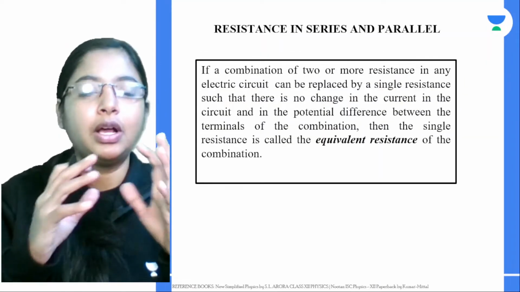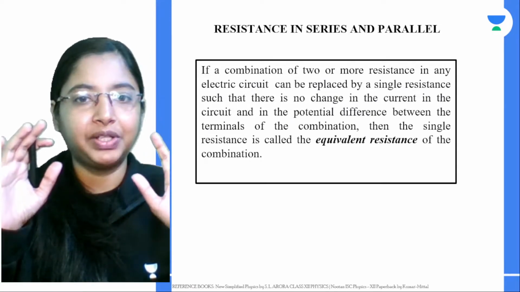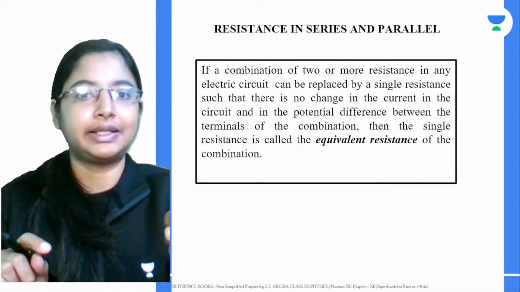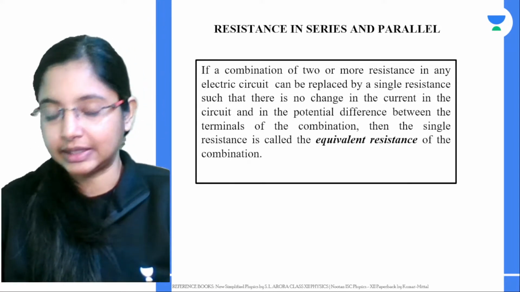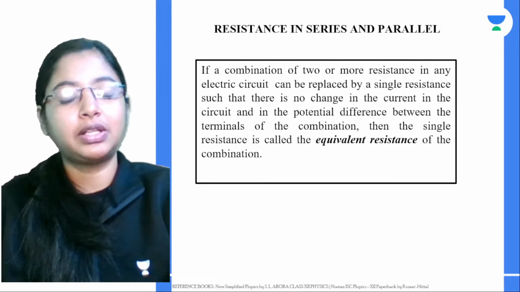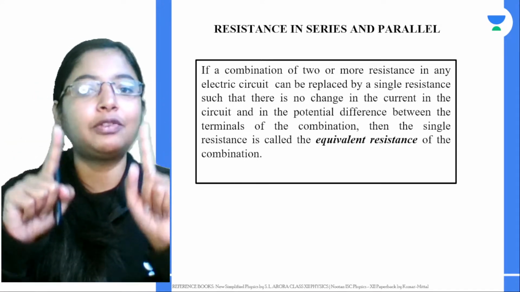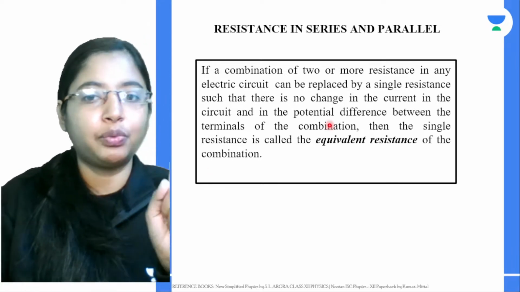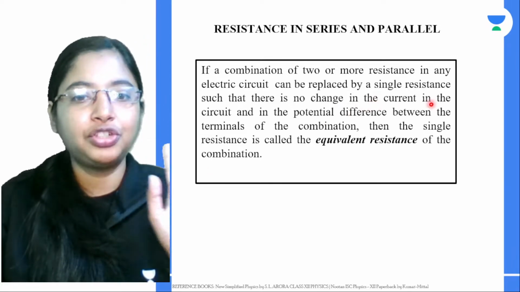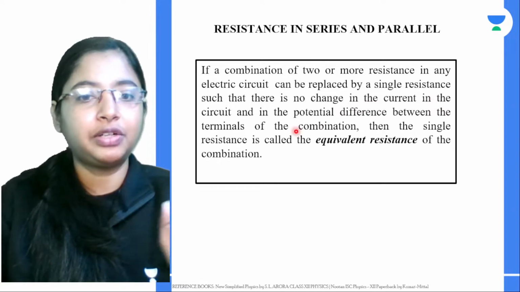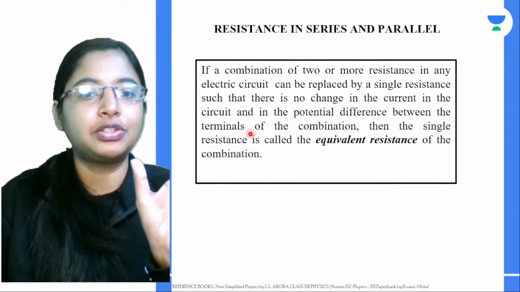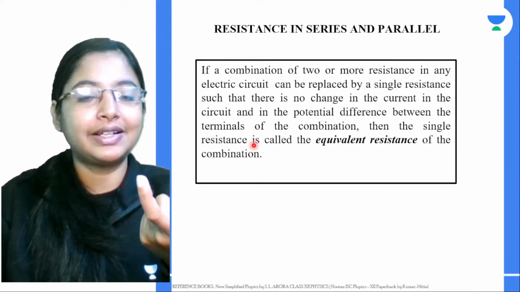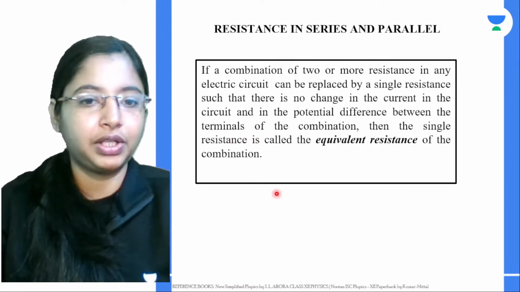Now, whenever we talk about resistance in an electrical circuit, there will not be just one resistance. There may be a combination of multiple resistances. Instead of using 2 or 3 resistors in a circuit, if you replace them with one single resistance such that there is no change in current in the circuit and in the potential difference across the terminals, then such a single resistance is called the equivalent resistance of the combination.